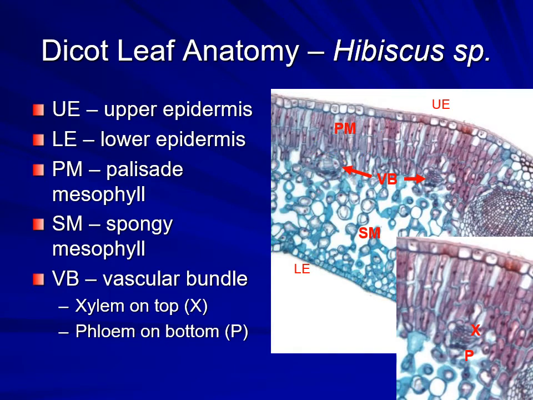And the xylem is located at the top, phloem at the bottom. Which kind of makes sense because a lot of the sugars are being made around the spongy mesophyll. And so the sugars need to be able to access the phloem. So its proximity is close to the spongy mesophyll.